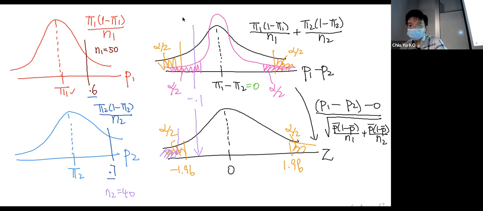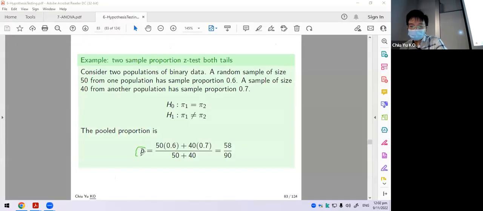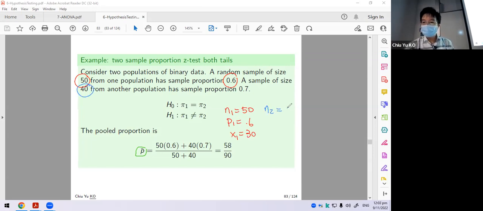So first thing is to check out the P bar. Say for example we have 50 people, of which 0.6 like the cat. In that case N1 is 50, P1 is 0.6. So how many people actually like the cat? Which is 30. And N2 is 40 and P2 is 0.7. How many people like the cat in population 2? 38. So in total, we have 58 people who like the cat, out of how many people in total? 90. So that's how you estimate it if actually they're the same.